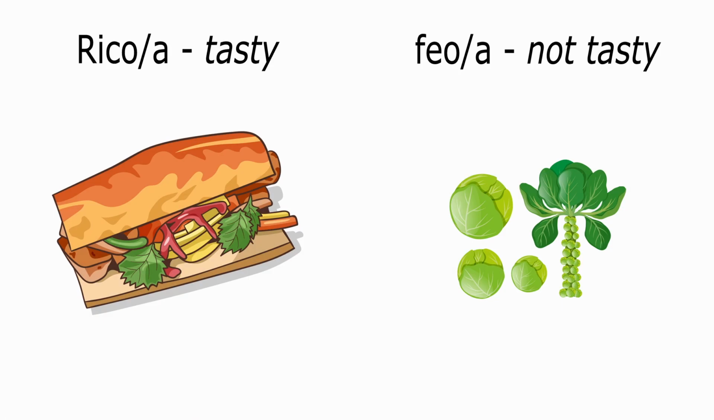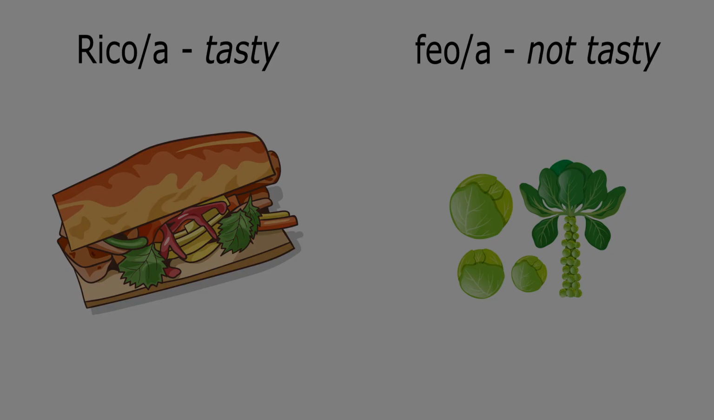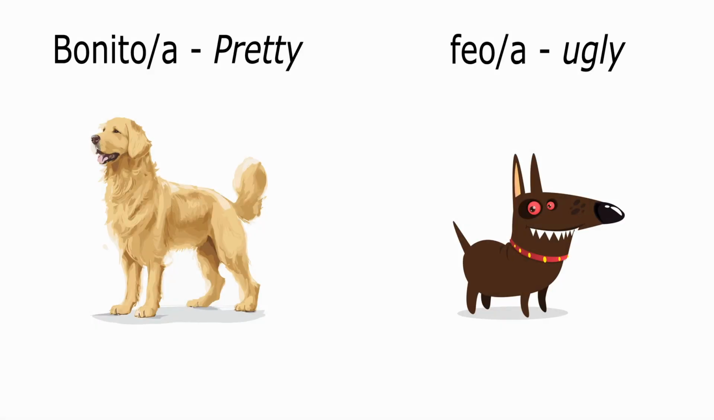One word for tasty is rico or rica. One word to say that something is not tasty is feo or fea. One word for pretty or nice is bonito or bonita. One word for ugly is feo or fea.